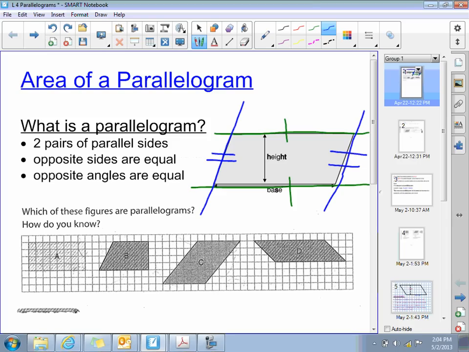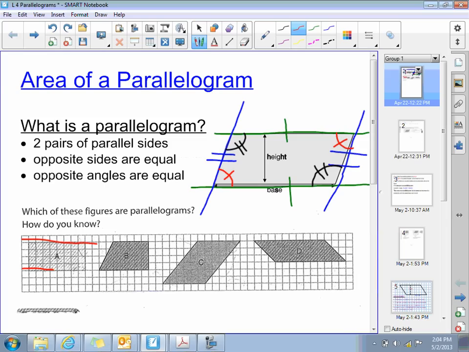The final, and less important to us now, piece of defining a parallelogram is that our opposite angles will be equal. When we have parallel lines and equal sides, our opposite angles will be equal. So let's look at A, B, C, and D at the bottom of the page and try to decide which of these are parallelograms. So let's start with A.